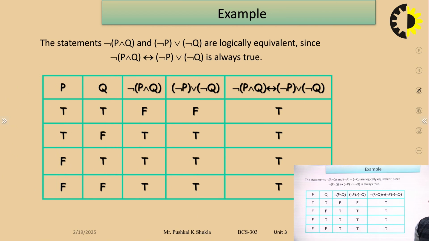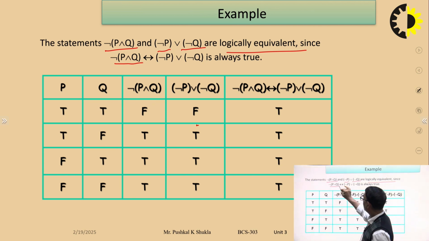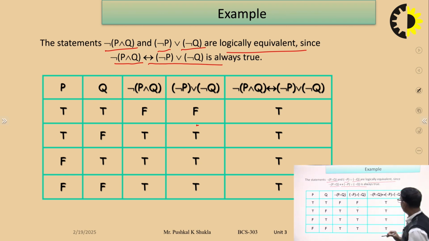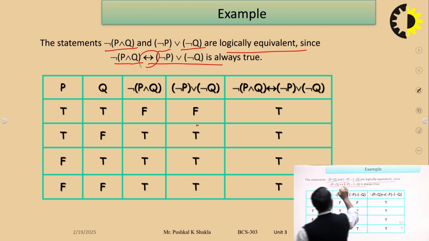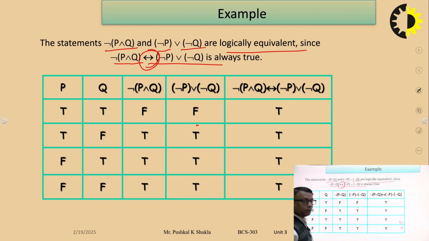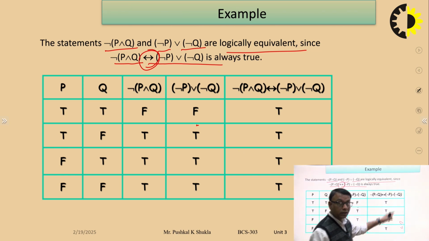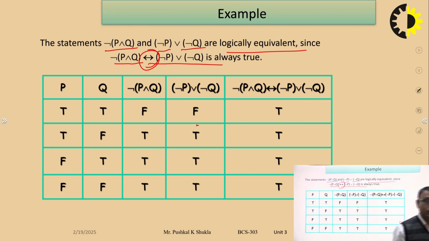The statement negation of P and Q and negation P or negation Q are logical equivalents. Since negation of P and Q is logically equivalent to negation P or negation Q, that is always true. We can combine them with the biconditional operator. Biconditional means if and only if, and if all the values in the corresponding columns are true, then we can say they are logically equivalent.